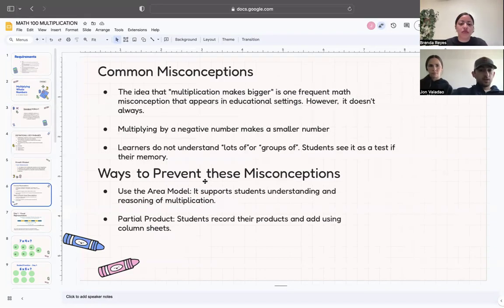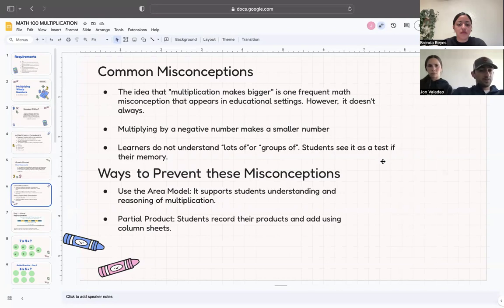Learners do not understand lots of or groups of. Students see it as a test of their memory. Splitting up multiplication into lots of and groups of is very good just because it makes it easier for visual learner students instead of those who just learn by watching someone do problems.